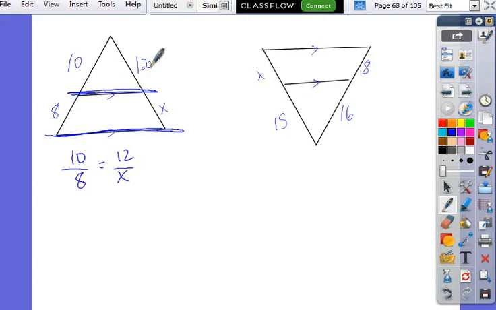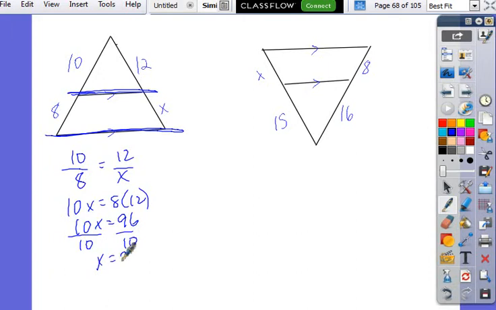So I would cross multiply here and get 10 times x. Didn't we do this like last time? You did proportion stuff. We just didn't do it with this particular setup. But it's the same thing. So I get 10x equals 96. Divide and get 9.6.